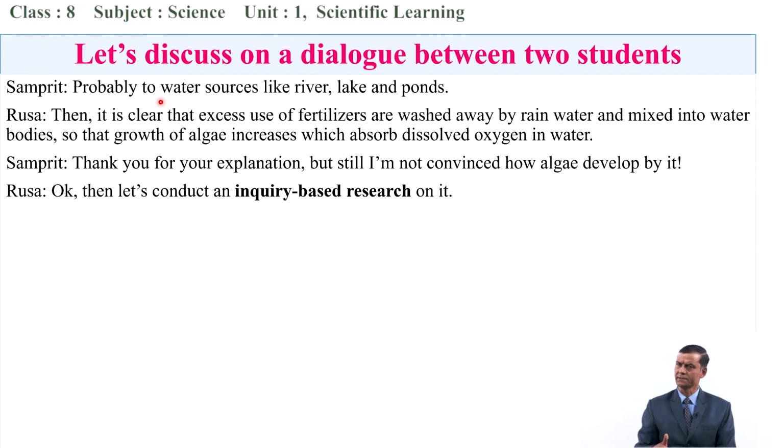Some amount of fertilizer is absorbed by the plant and some amount is washed away by the rainwater during the rainy season. After washing away, it is taken to the river, to the pond, to the lake, that means water bodies. Then Rusa says, it is clear that excess use of fertilizer is washed away by rainwater and mixed into the water bodies so that growth of algae increases.